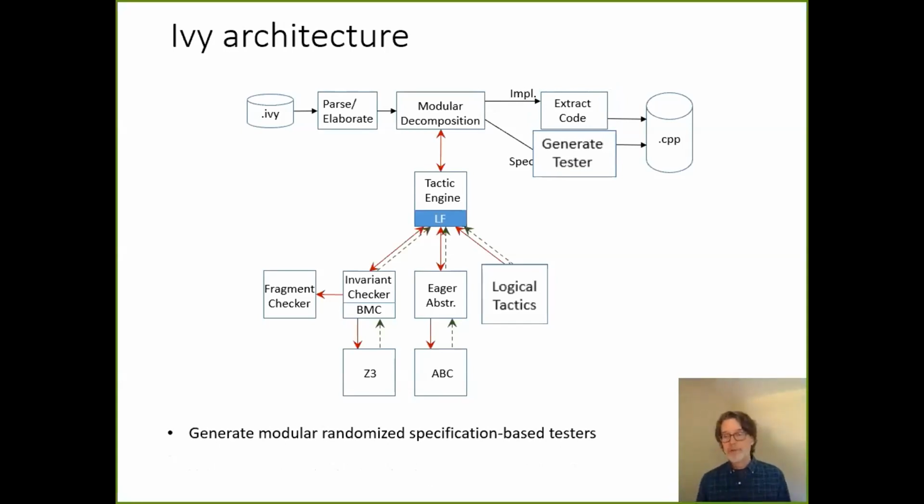Now, finally, Ivy has the ability to generate modular specification-based testers. That is, given a module, we can produce random inputs that satisfy its assumptions and check that its outputs satisfy its guarantees. And this is a nice way of doing unit testing because, in effect, because of compositionality, it exposes all system-level bugs at the unit level.